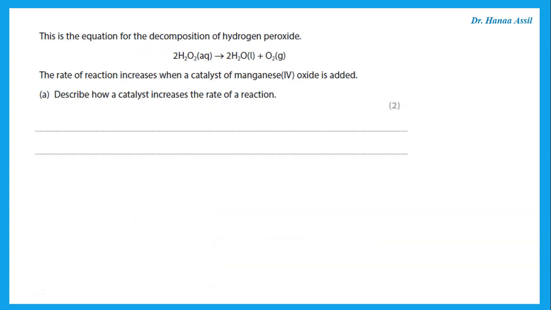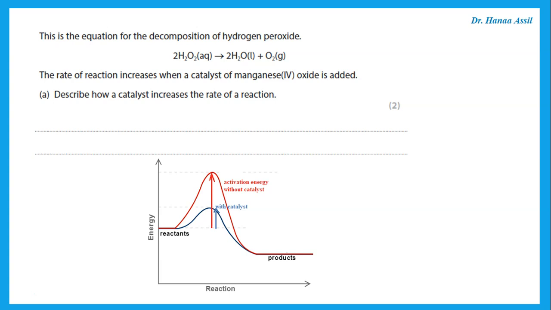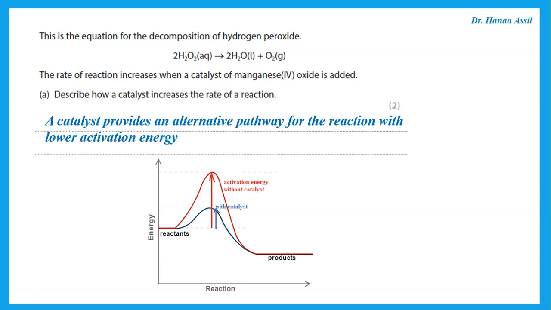This is the equation for decomposition of hydrogen peroxide. The rate increases when a catalyst of manganese oxide is added. Describe how a catalyst increases the rate. Again, how does a catalyst increase the rate? We said a catalyst provides an alternative pathway for the reaction with lower activation energy. So the reaction in presence of a catalyst has lower activation energy. Again, in the energy profile diagram like this, the activation energy is the difference in energy from reactants to the top.